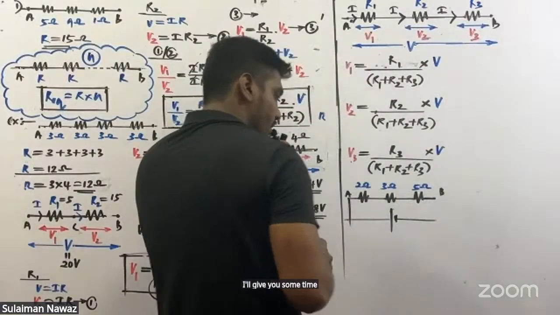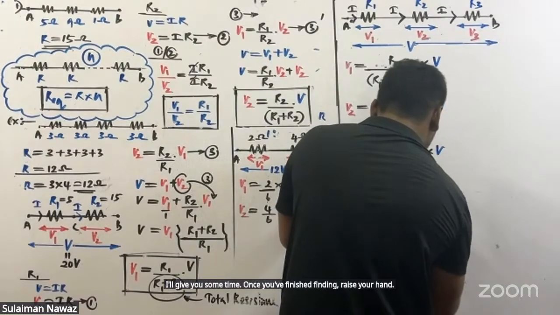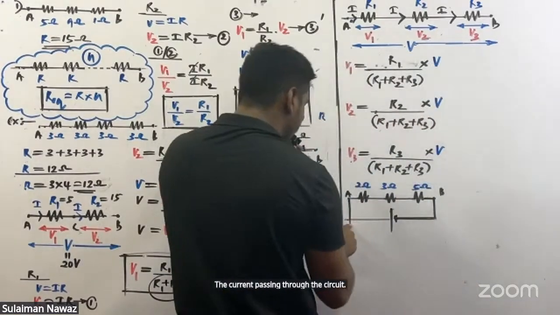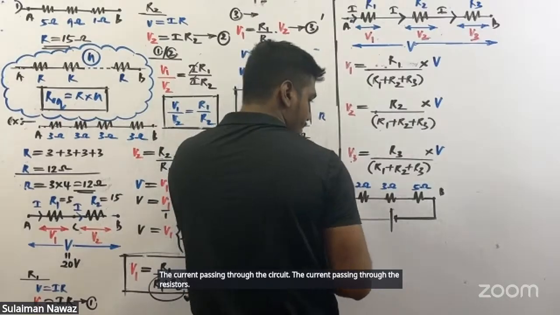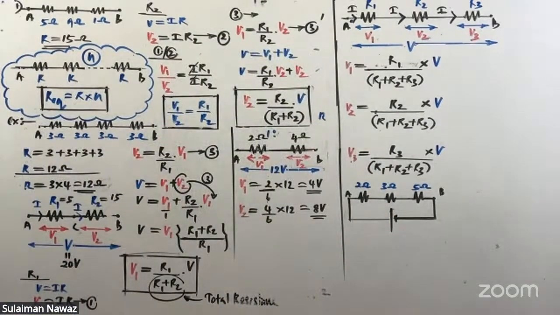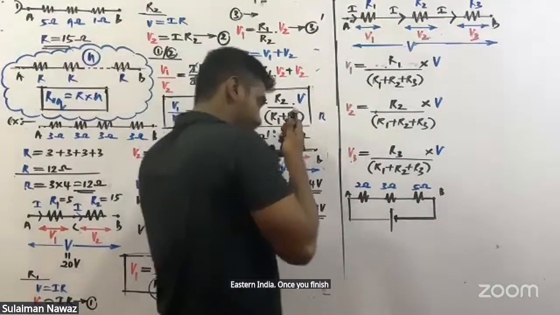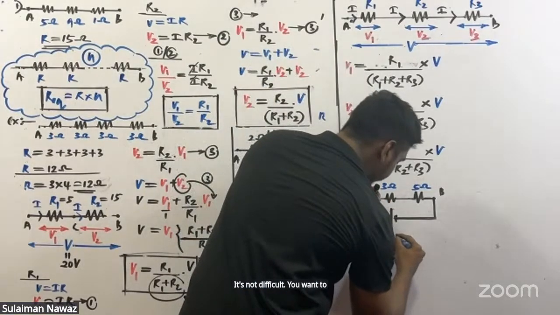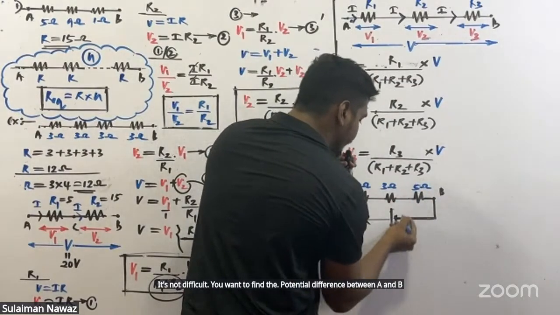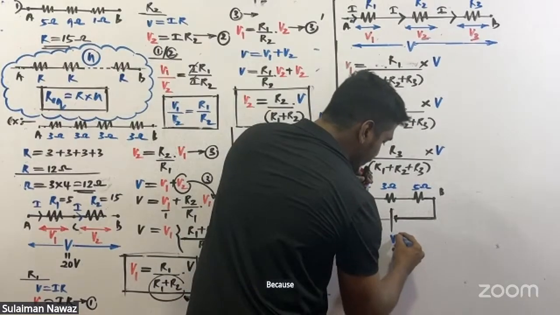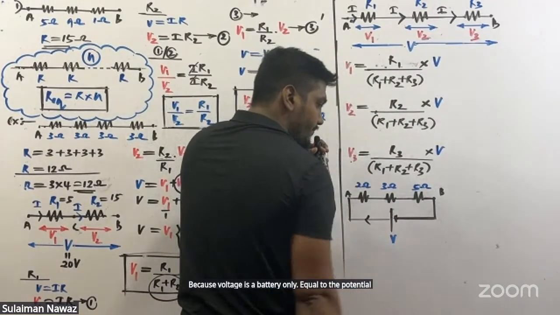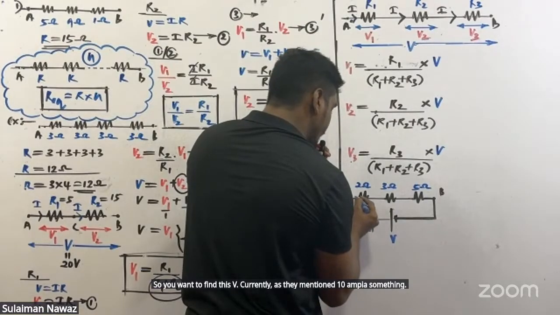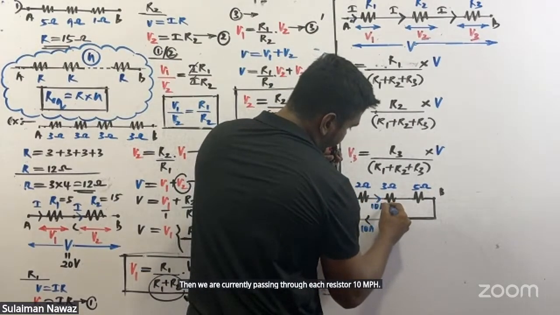I'll give some time. Once you finish finding, raise your hands. They mentioned that the current passing through the circuit, the current passing through the resistors, is 10 ampere. It's not difficult. You want to find the potential difference between A and B, that is equal to the voltage of the battery, because the voltage of the battery is only equal to the potential difference across A and B. So you want to find this V. 10 ampere current is passing through each resistor.